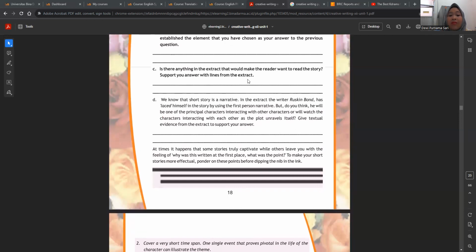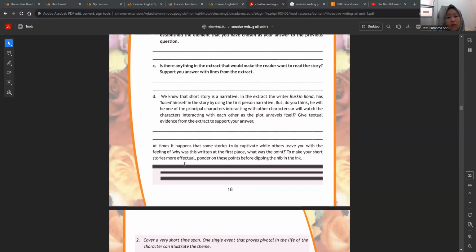Now, at times it happens that some stories truly captivate while others leave you with the feeling of why was this written in the first place? Why does the writer want to write the story, right? What was the point, for example? What message does the writer want to convey? Now here, to make your short story more effectual, ponder on these points before dipping the nib in the ink.